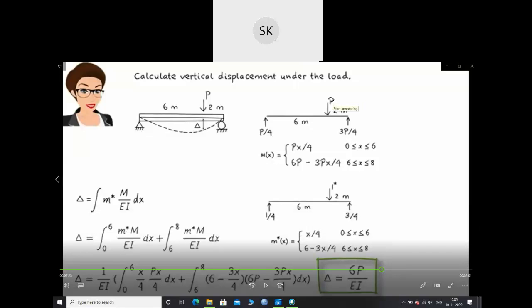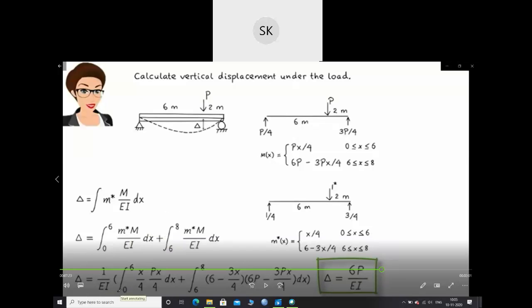So this is my load, and I replace this load. This is my bending moment equation for the given load. I have replaced this P with 1 star, that means I have replaced it with a virtual load. So these are my bending moment equations, and I got m star. So I can place m star into d theta. D theta is m by EI dx. As 1 by EI is constant, I have taken it out.